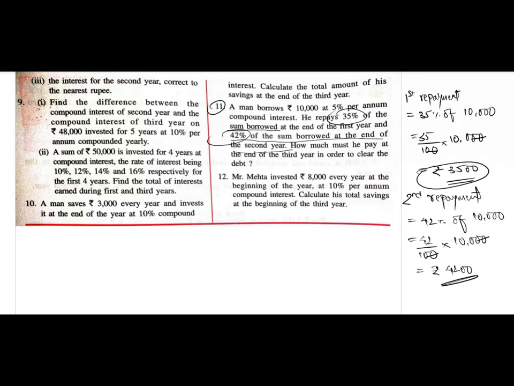Now the final question is, how much must he pay at the end of the third year in order to clear the debt? They are asking what will be the amount at the end of the third year after doing all these repayments. We have done one very similar question in the solved example. Only thing, the repayment amounts were given there directly, but here we had to find the repayment amount in terms of percentage. Right? So what would you do here? See, I will just walk you through.